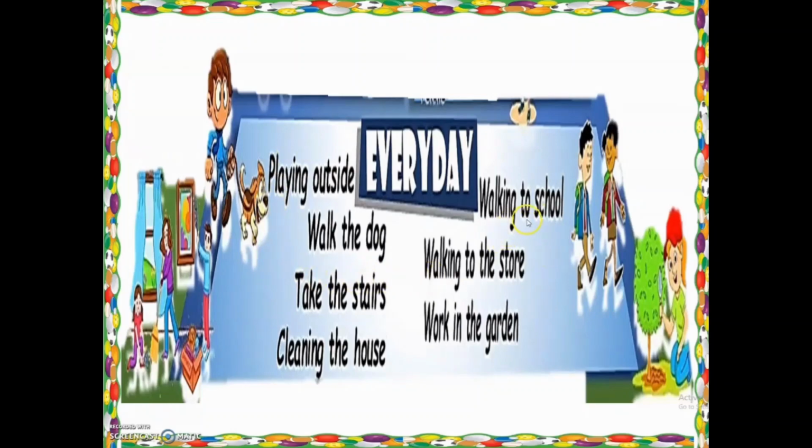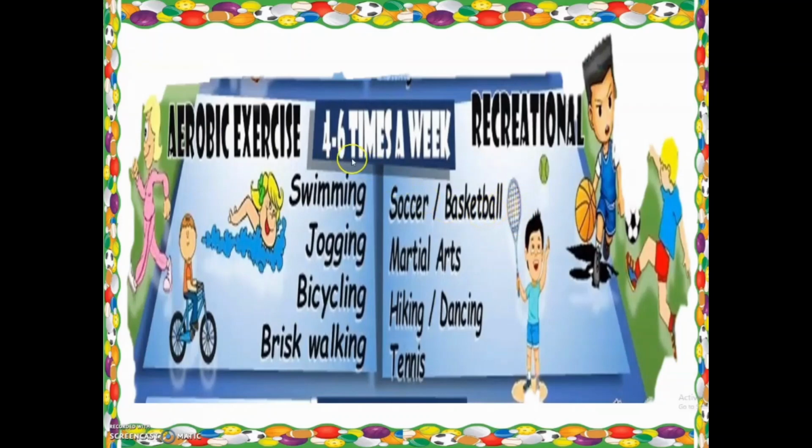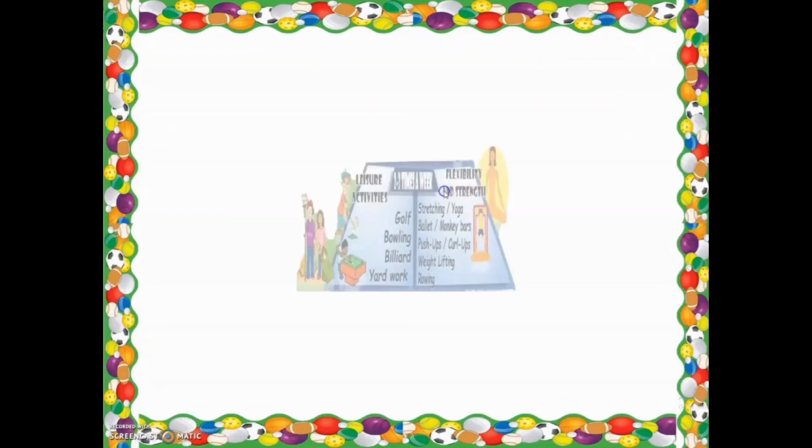Now let's go to the next division, which is the 4 to 6 times a week. It is in the aerobic exercise and recreational. What are the things in aerobic exercise that we can do? We can do swimming like this, jogging, bicycling like this one, or brisk walking. In recreational, this is the sample: playing soccer or basketball, martial arts, hiking, dancing, or the one that is very familiar to you, TikTok, and playing tennis. So those are the recreational and aerobic activities that we can do 4 to 6 times a week.